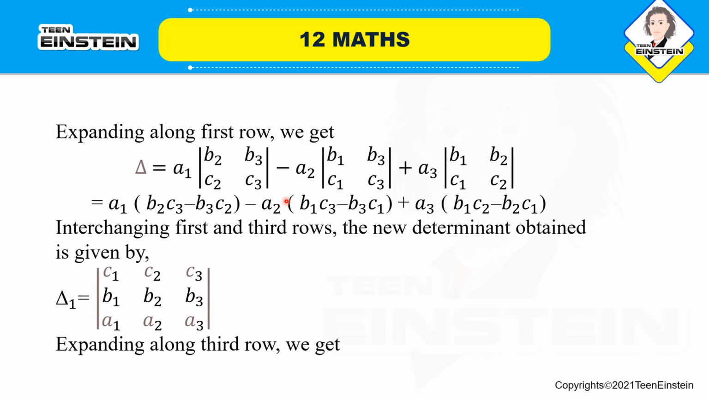Next, minus A2 into, in the downward arrow, this is B1, C3 minus, upward arrow, B3, C1, plus A3 into, this is B1, C2 minus B2, C1. Okay, so this is the value of delta.